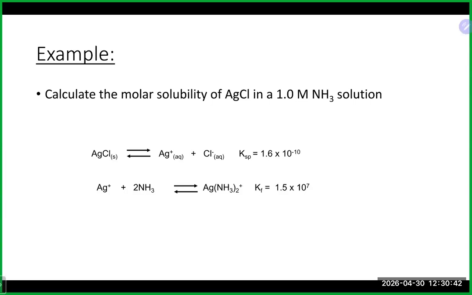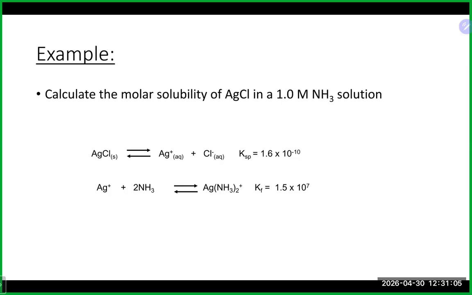All right. Now we want to know the important question of, if you did those qualitative analysis experiments, you actually do this actual question right here. We want to calculate what is the molar solubility of silver chloride in 1 molar ammonia. So why don't we talk about it here together and see what we end up with.